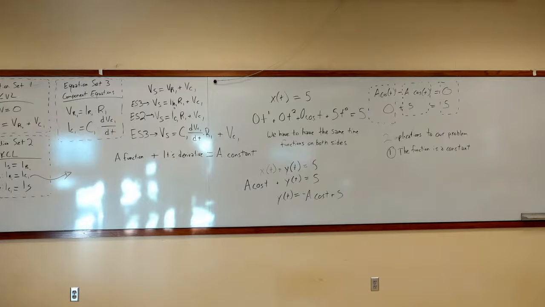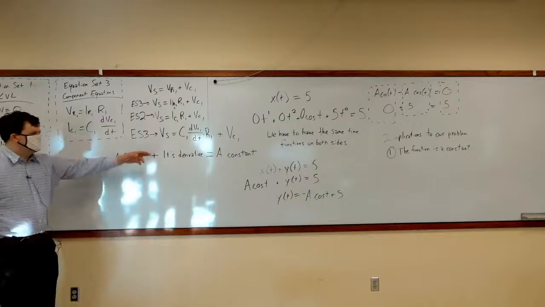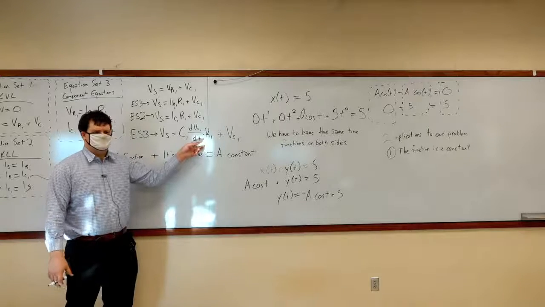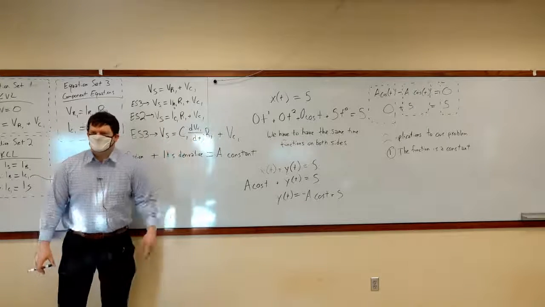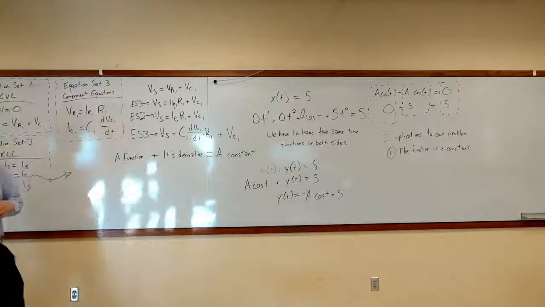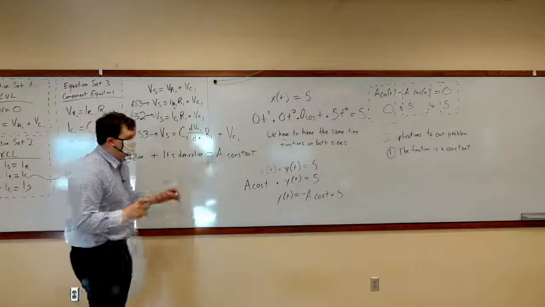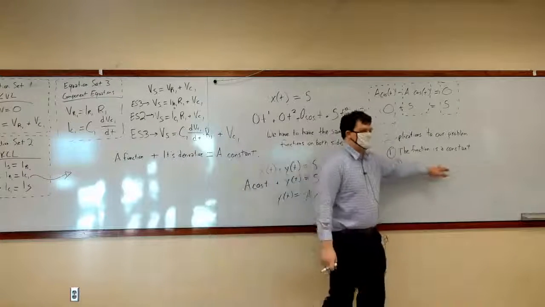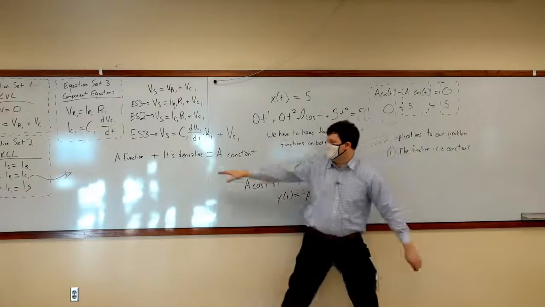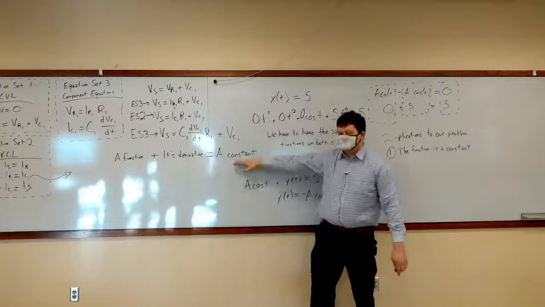If Vc is a constant, we know what the answer is. Vc at some point is going to be equal to 10. And it's steady state because at that point, the derivative is equal to 0. There's no change in the system. So yeah, I'm just getting ahead of myself there. I just get so excited about math. Okay, so that's one of our two implications, is that the function is a constant. If the function is a constant, function plus derivative equals constant, check.